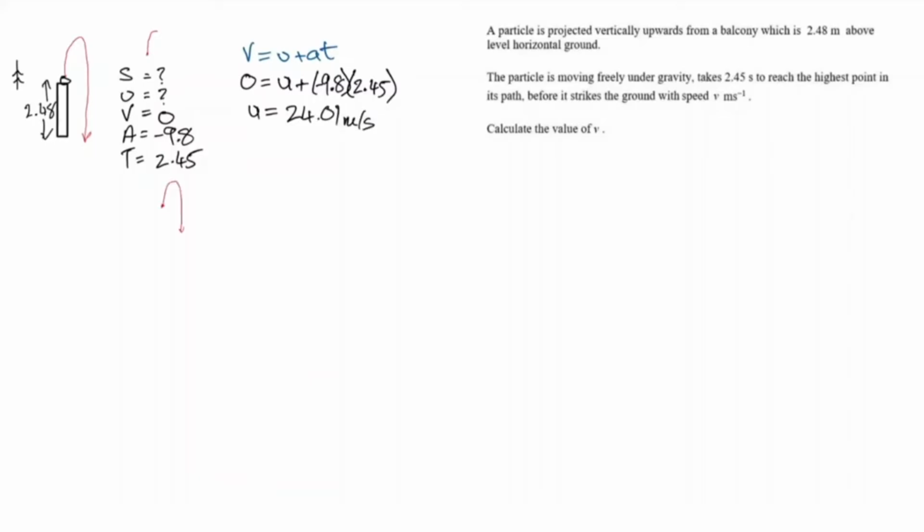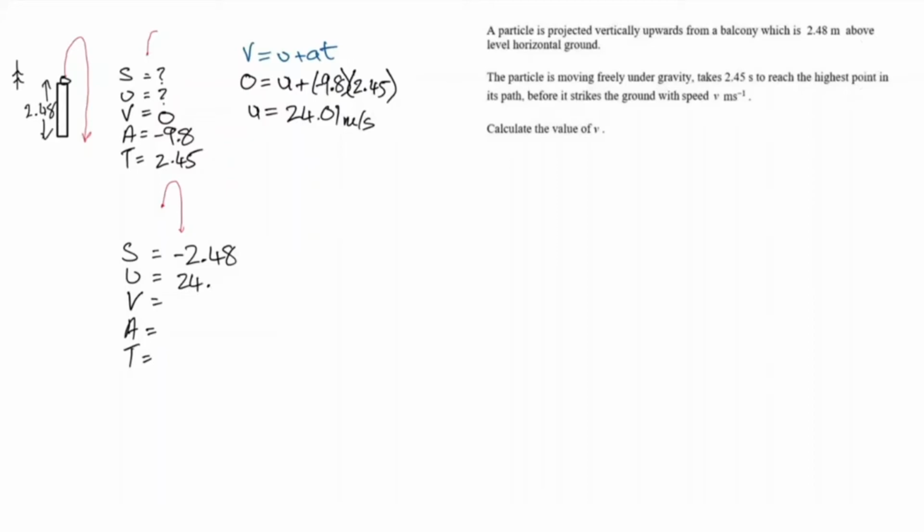Now we know the initial velocity, we can think about the entire journey. S, U, V, A, and T. The displacement is going to be negative 2.48. It's landing below the projection point. Thinking about the positive direction, this is backwards according to our positive direction. So a negative displacement, 2.48.